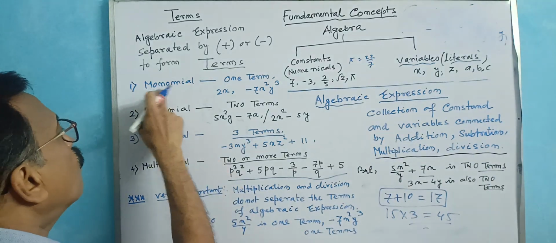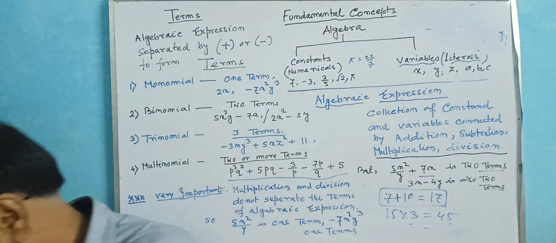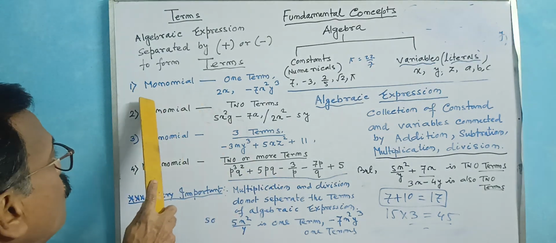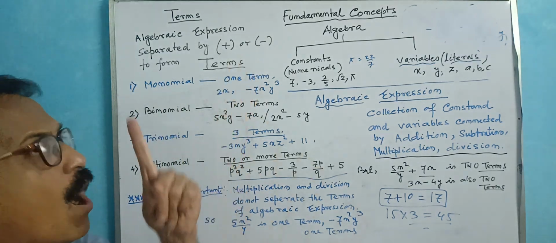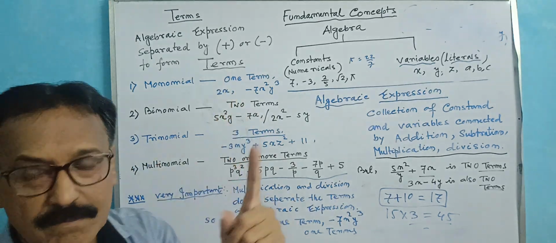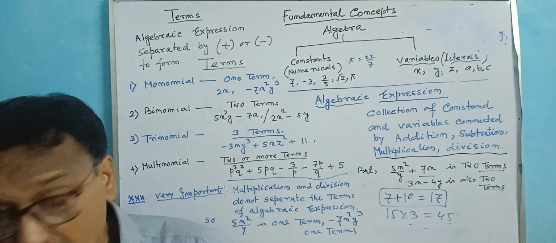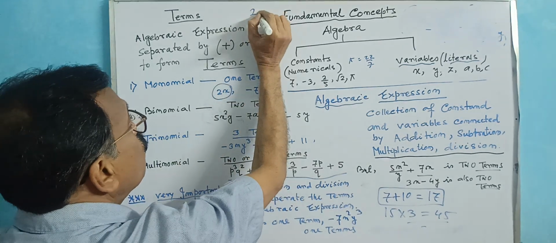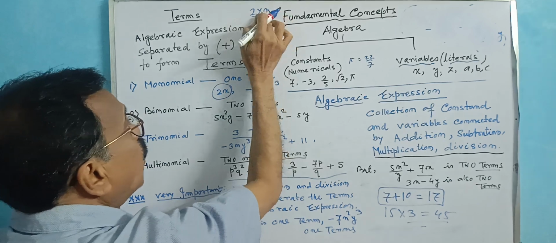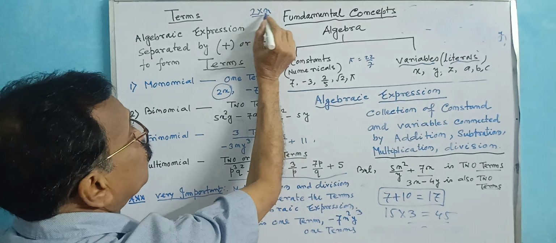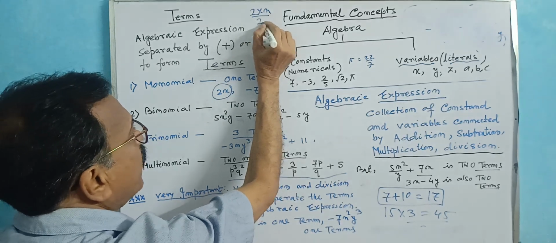Now here, monomials. Mono means one. In case of the Latin word, mono means the one. Monomials, that means only one term. Suppose this 2x, only one term. This is only one term. 2x, 2 into x. This is not separated. Very important. 2 into x, actually 2x.